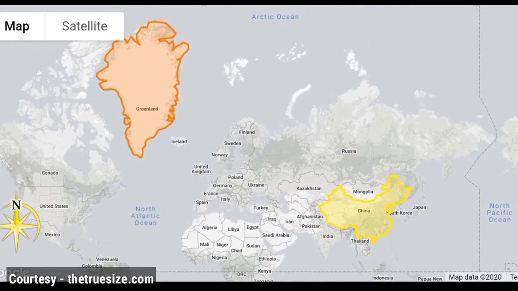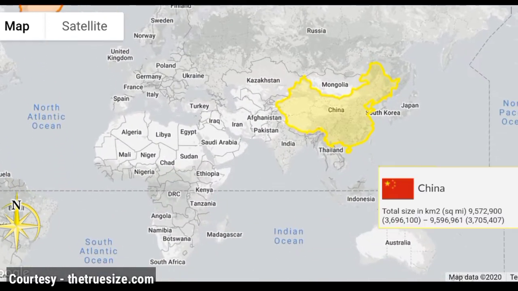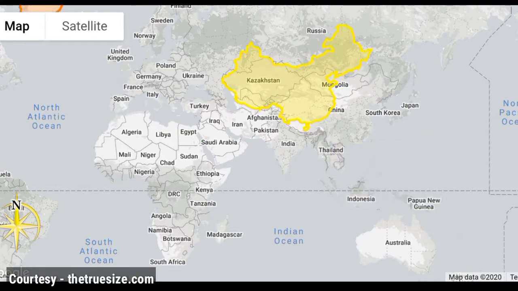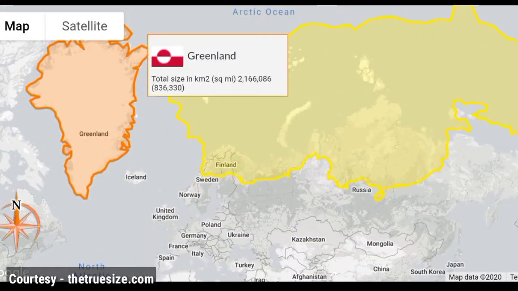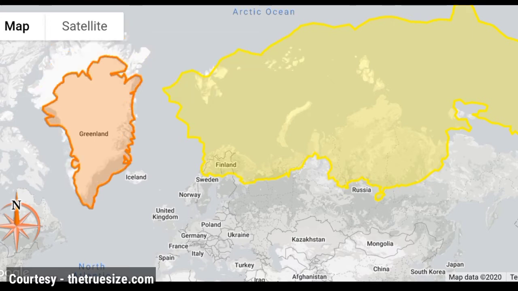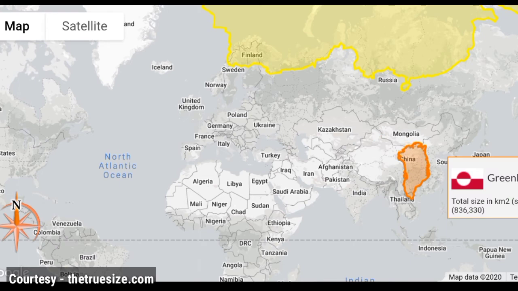So let us say if you take the example of China, which has a total size of 9.6 million square kilometers, is a much bigger country than Greenland, which is just 2.16 million square kilometers in size. However, Greenland looks bigger than China because it is close to the North Pole and China being closer to the equator.